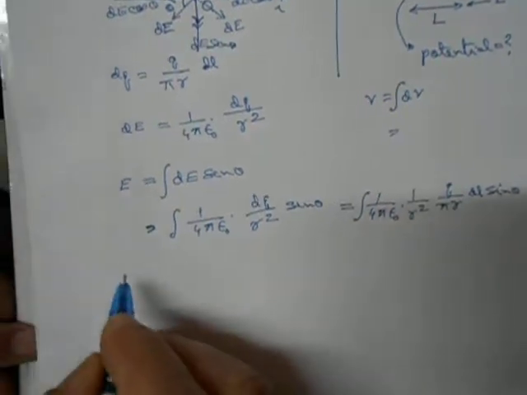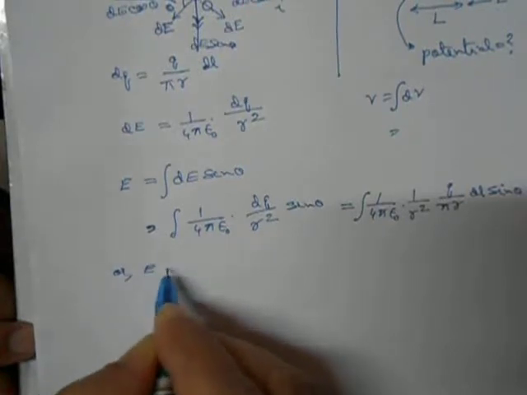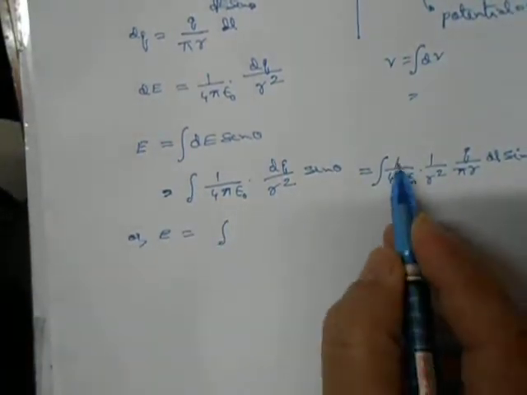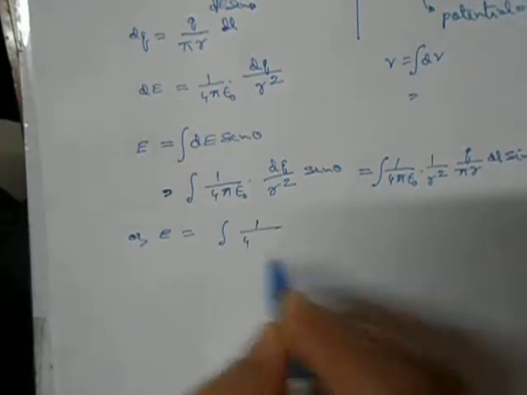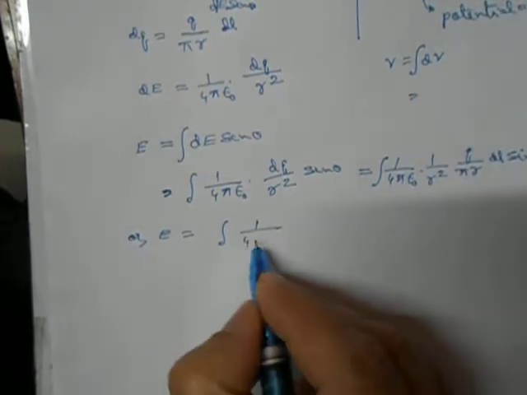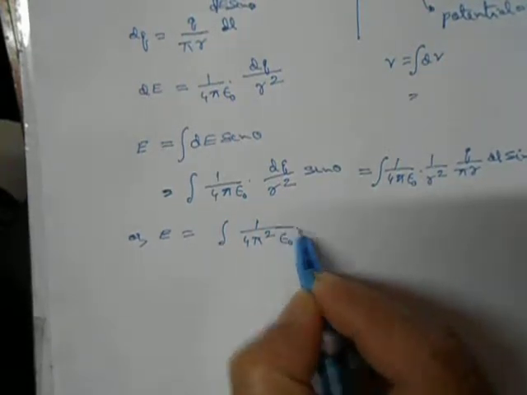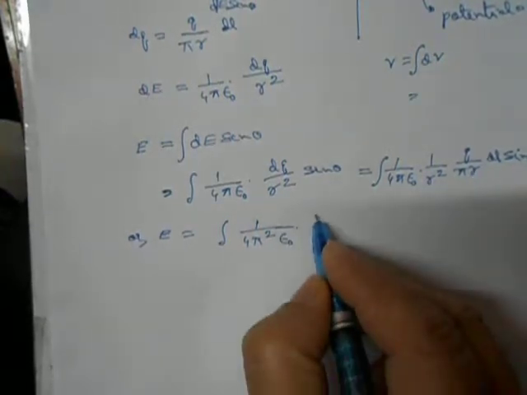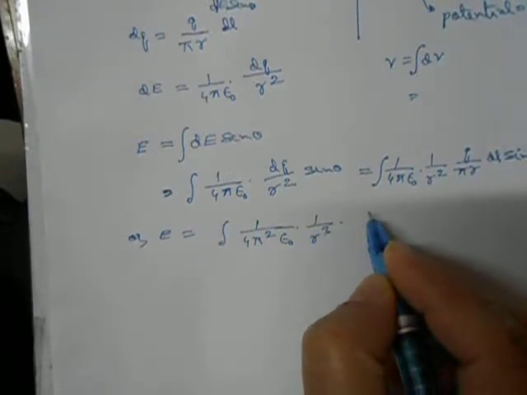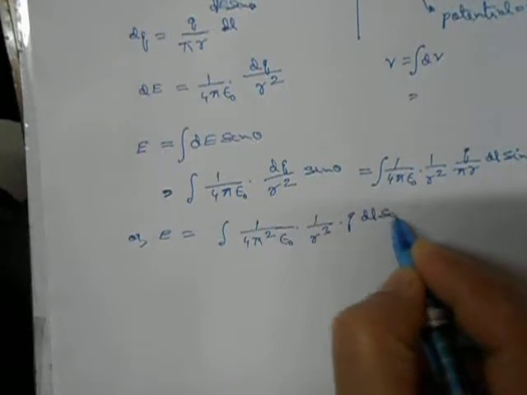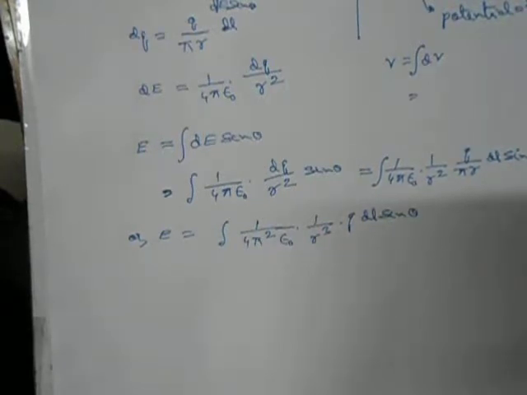Now if we simplify it, what we get is the integration of 1 by 4, this pi and this pi, so pi square epsilon naught, r square and r, so 1 by r cube, this q is there, q dl sine of theta.